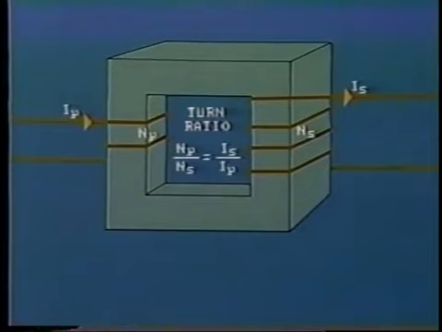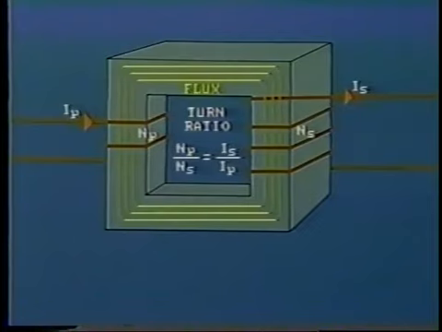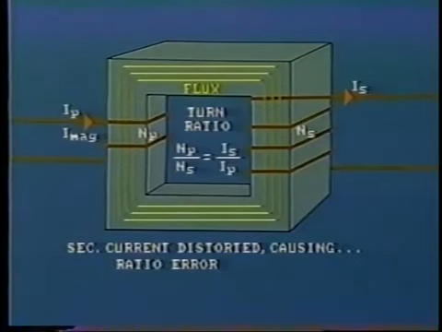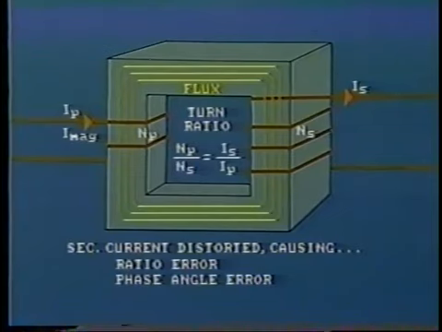Now, CT performance. In an ideal CT, we just saw that the ratio of primary to secondary current is the inverse of the turns ratio. However, the core must be magnetized, and this is done by using a small amount of the current supplied to the primary. This additional primary current results in distortion of the current that is induced in the secondary. Because of this, 2 errors occur. 1, a ratio error, and 2, a phase angle error. To compensate, correction factors are calculated and provided by the manufacturer.